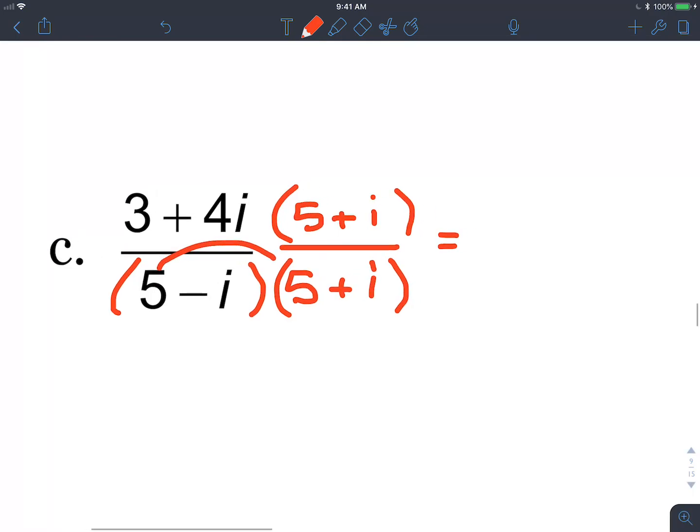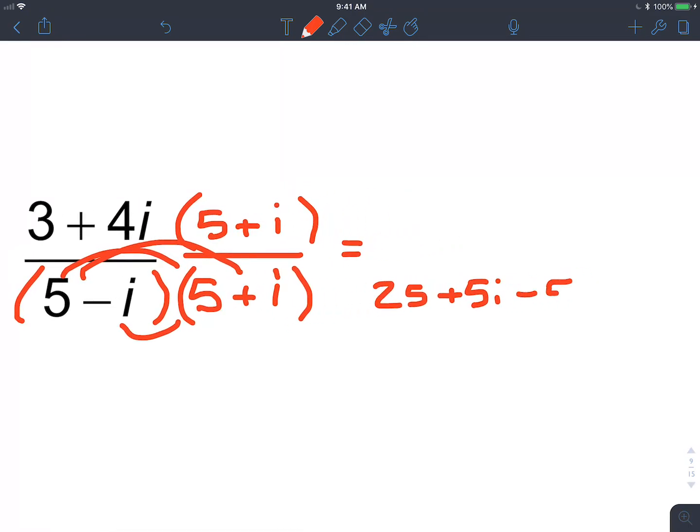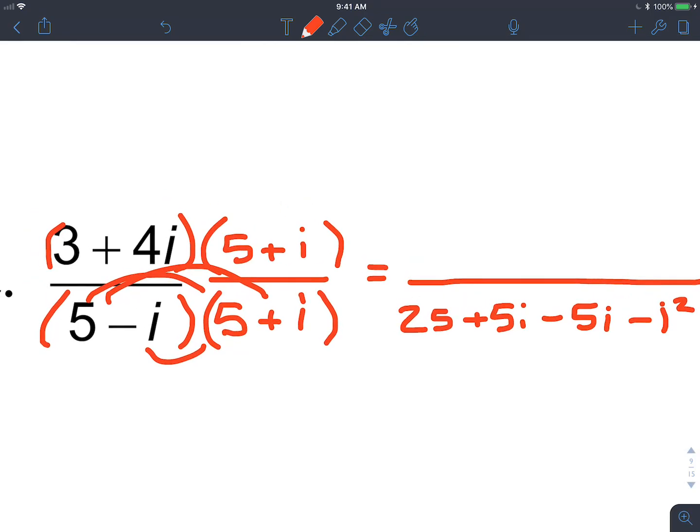So we do 5 times 5, that'll be 25. If you do 5 times i, that'll be 5i. Some people are going to skip this step once you get comfortable with it, and that should be fine. Negative 5i right there, and then negative i squared, all in the bottom. Okay, we're going to actually have to FOIL in the numerator, but not as much stuff is going to cancel out, so we just need to be a little bit careful here.